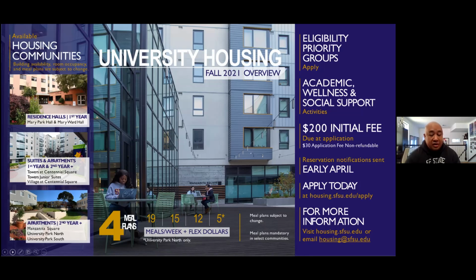So that would be July 15th. And you should know well before then if you need to be on campus for in-person instruction. So yeah, apply for housing as soon as possible. The sooner you apply for housing, of course, the better chance that you'll receive housing.